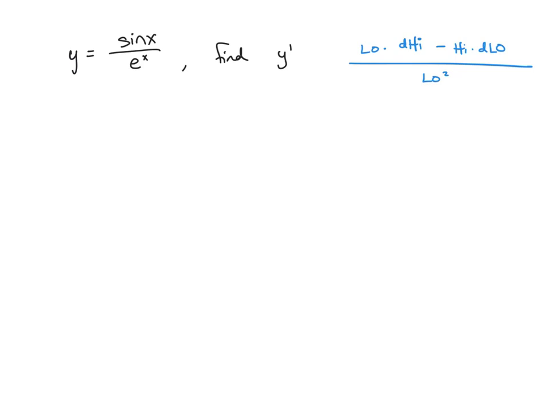Alrighty, here's another example of us finding the derivative, y prime, of a quotient. So again, our rule is going to be low d high minus high d low over low low. And we'll never forget that.